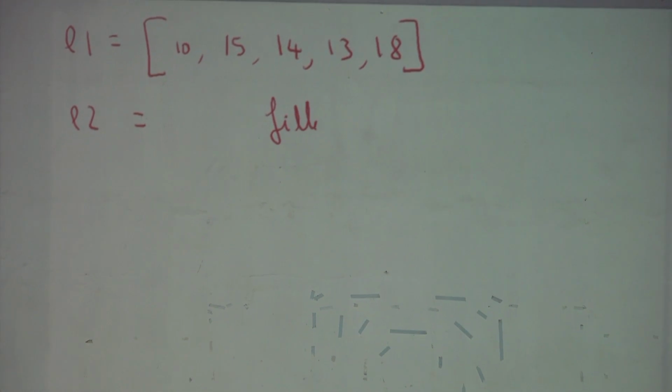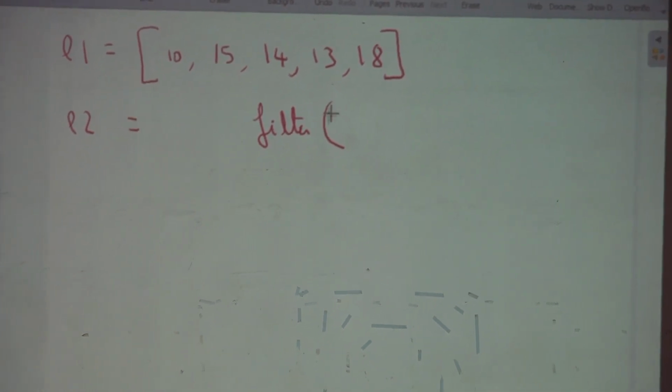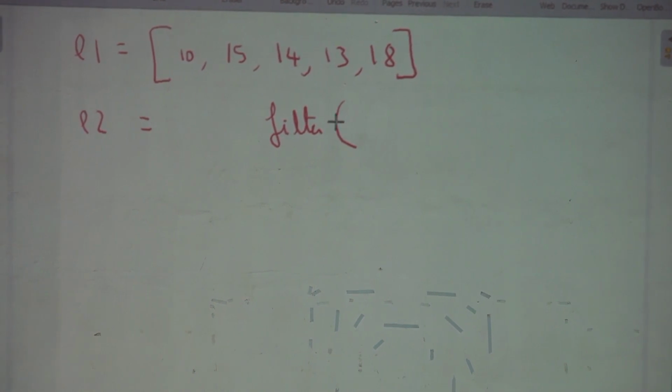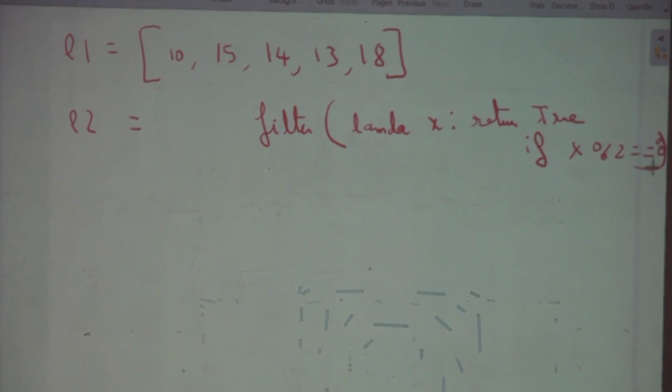So I'm going to write a filter. Filter, the first parameter is a lambda notation, again lambda, which says under what condition it should return true or false. If it returns true, the element is retained. You'll understand that. Lambda x colon return true if x modulo 2 equal 0. Okay. This is the first parameter, and the second is L1. This is filter, then we have to convert that answer into a list. Okay, I will write it one by one, you will understand.